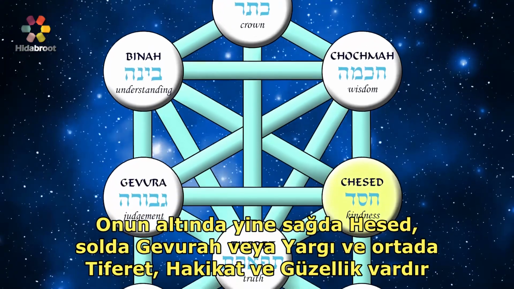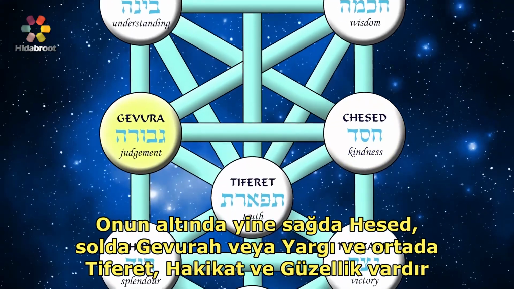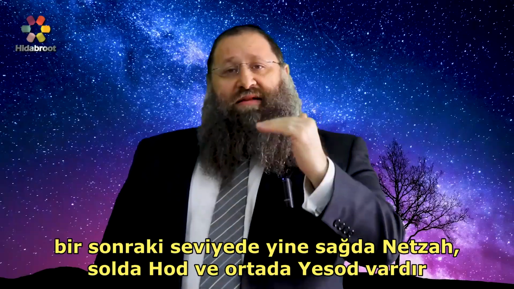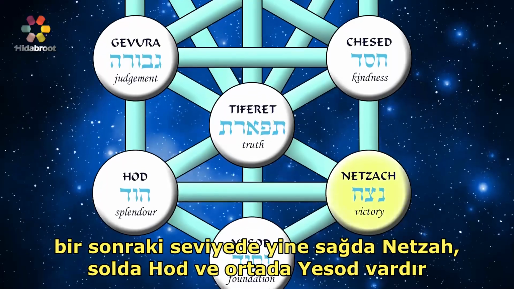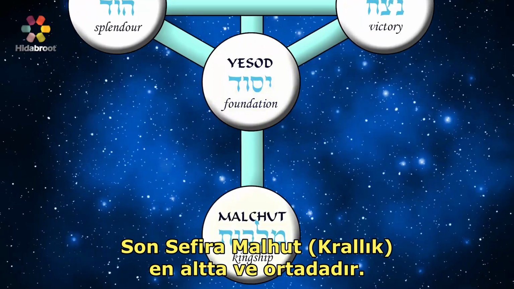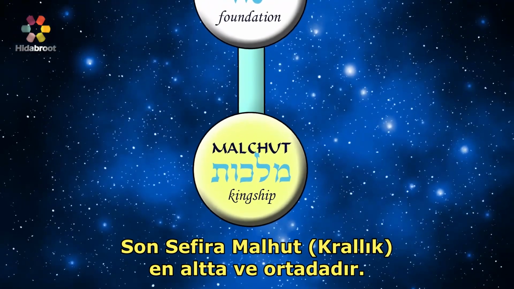The first 3 Sefirot, Keter, Chokhmah, and Bina, are the beginning of this idea of right, left, and center. Below that, we have Chesed on the right, Gevurah or judgment on the left, and Tiferet in the middle, the idea of truth and beauty. Next level down again, we have Netzach on the right, Hod on the left, and Yesod in the middle. And the final Sefirah, Malchut, is kingship on the bottom. It's also in the middle.